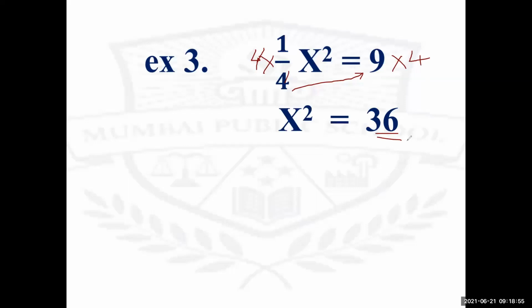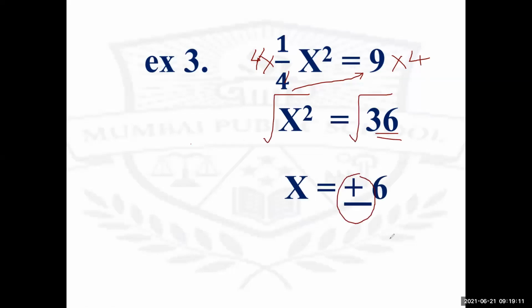So what is the value of x? For getting the value of x, you have to remove the square root. Now when you remove the square root, you'll get two answers, positive and negative. Remember this always. So here, the value of x equals plus or minus 6.